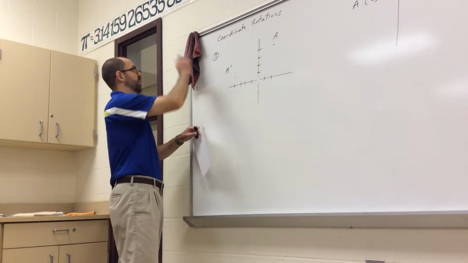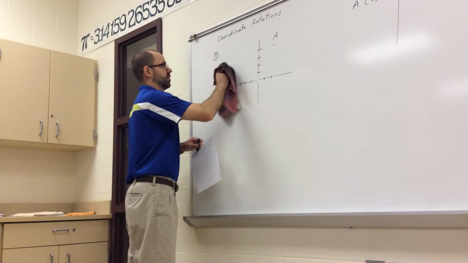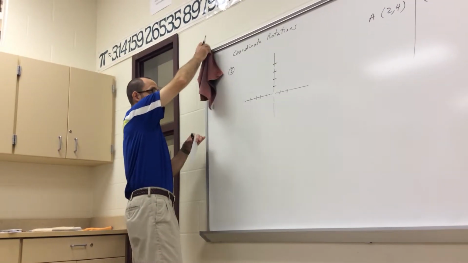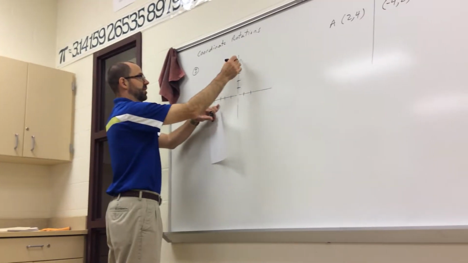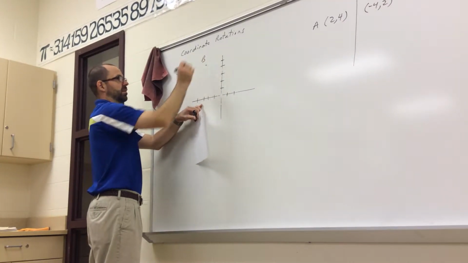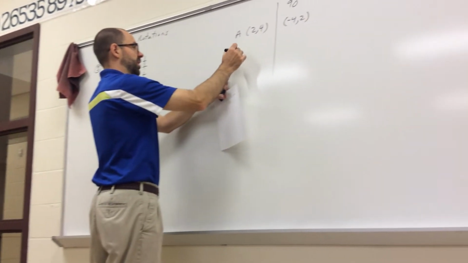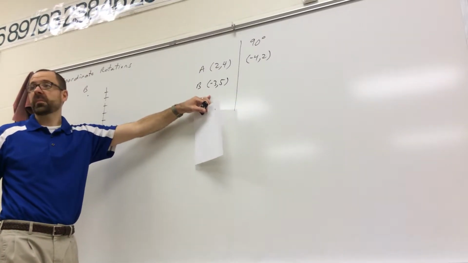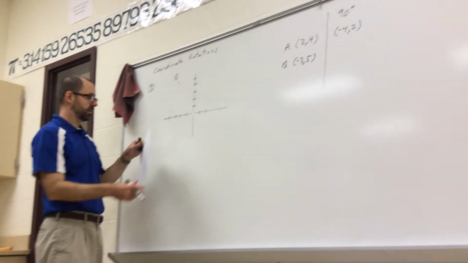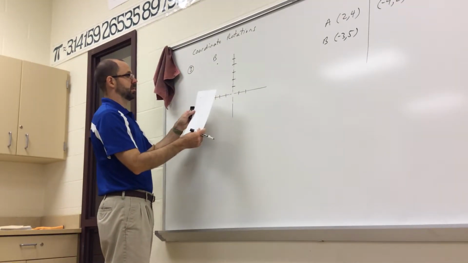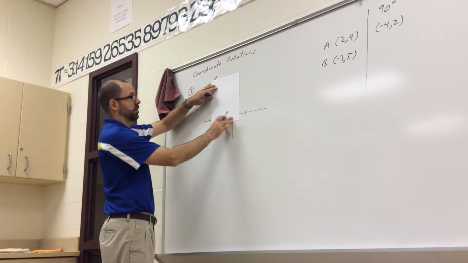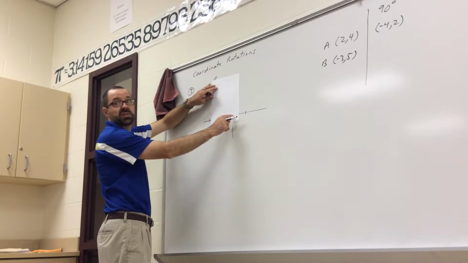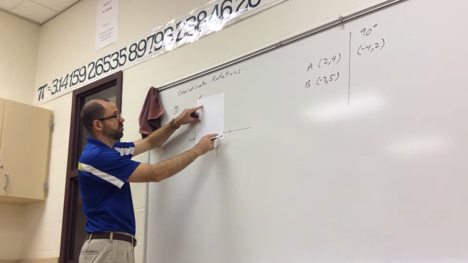Okay, now we're going to try a different point. You don't have to erase your points, but I'm just going to get rid of these so you can see better up here. So now B is going to be negative 3, 5. So B is the point negative 3, 5. So put your patty paper back down there. Put your finger on 0, 0, because 0, 0 is the center of rotation. And trace where the point B is.